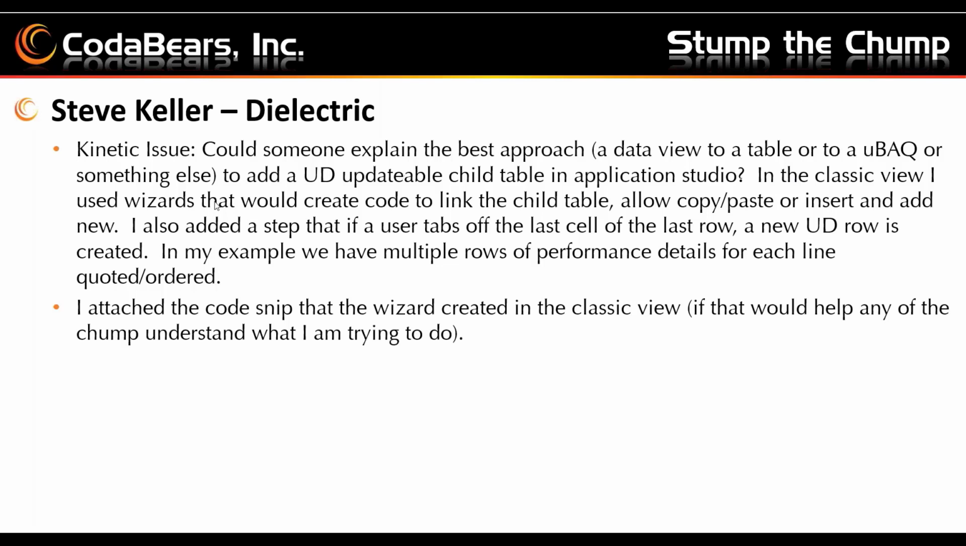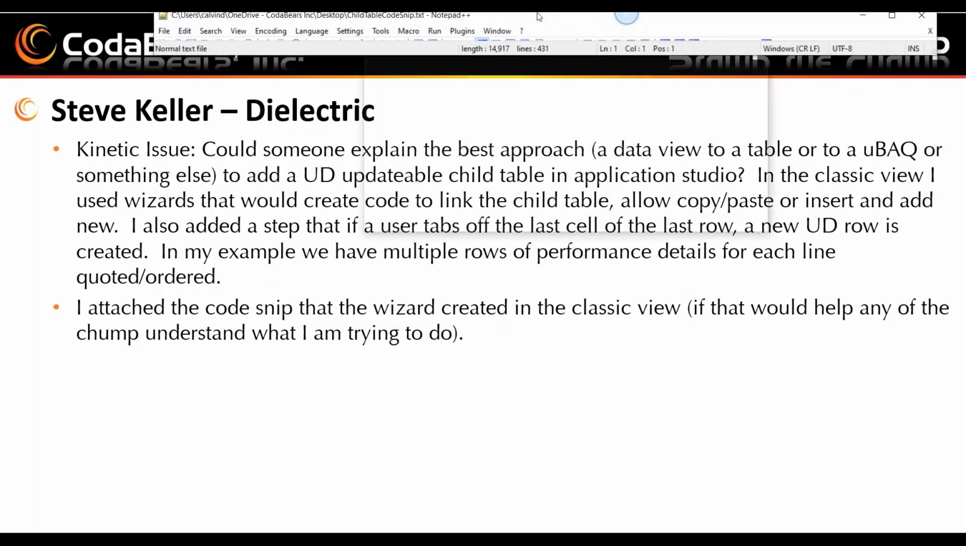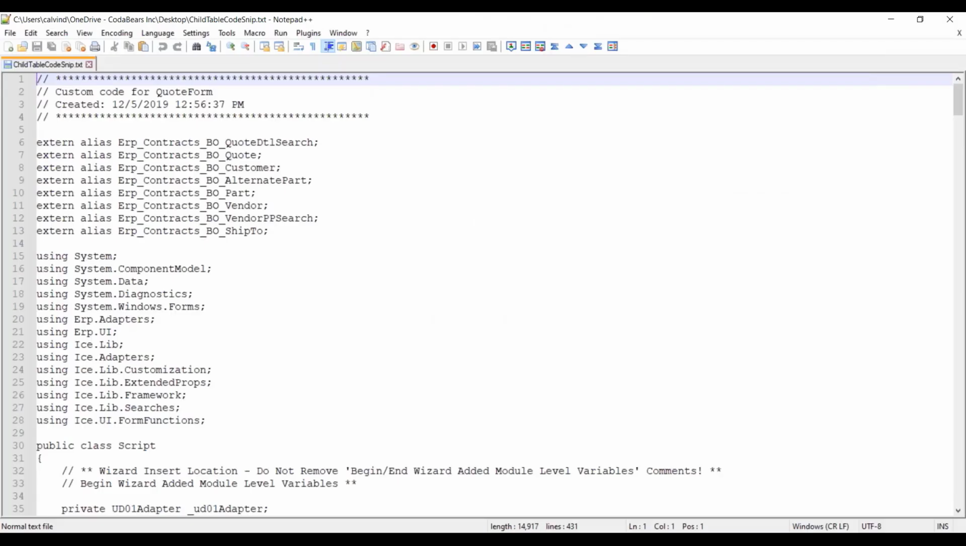In the classic view, we used wizards that would create code linking to the child table, allowing copy, paste, insert, add new. Also add a step if the user tabs off the last cell of the last row, a new UD row is created. He went ahead and sent over the sample code, and they have multiple rows of performance details for each line on the quote or the order, and attached this code snippet that they created in the classic view. If that would help any of the folks trying to figure this out, I went ahead and emailed that out to everybody, and I'll go ahead and throw this up on the screen here.